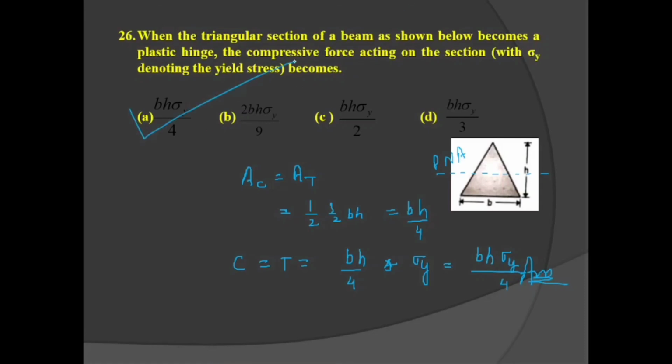BH sigma y divided by 4 is our answer. So option A is correct.